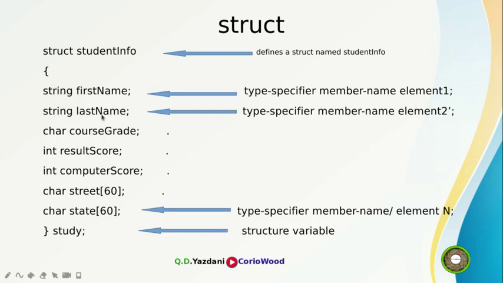So that's the first name, last name, char course grade, and int result score, int computer score, and character street 60, and character state, which is the address of the student. So these here are type specifiers, member name element 1, type specifiers, member name element all the way to n, and the struct variable.